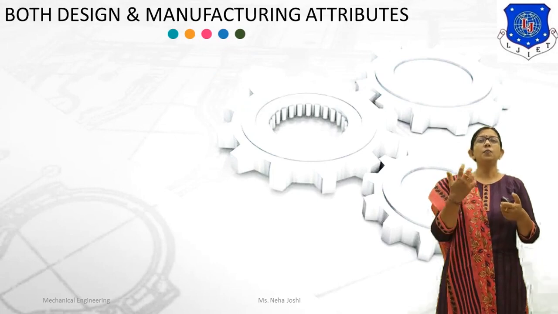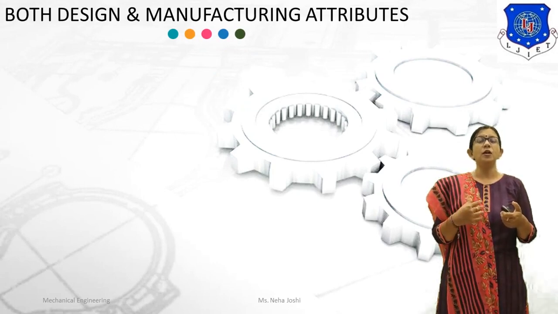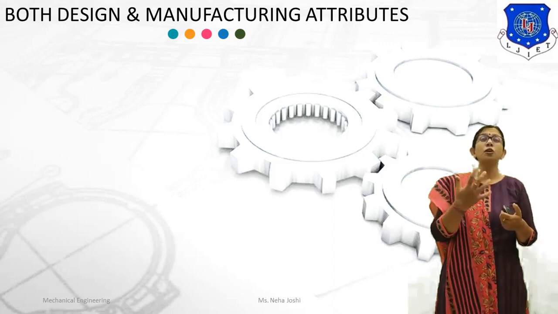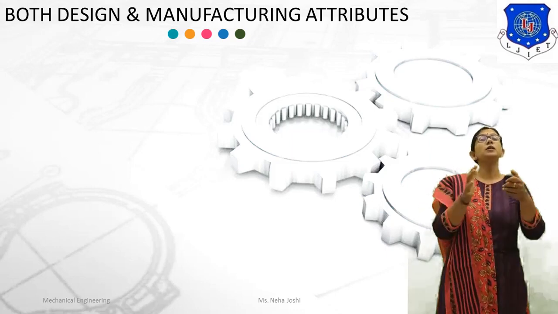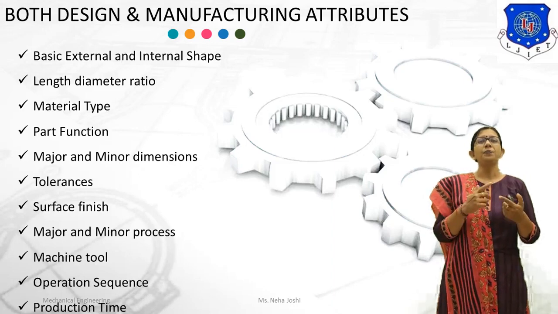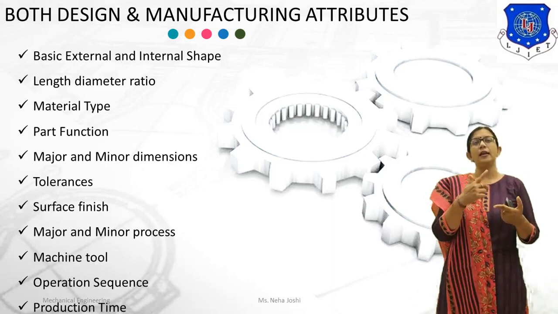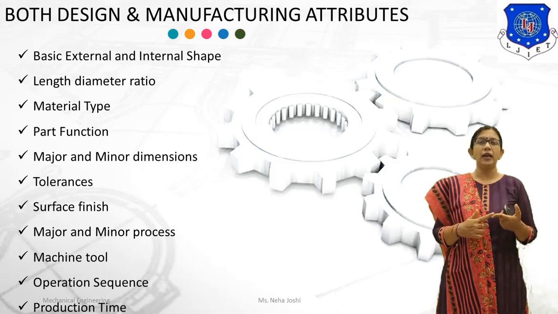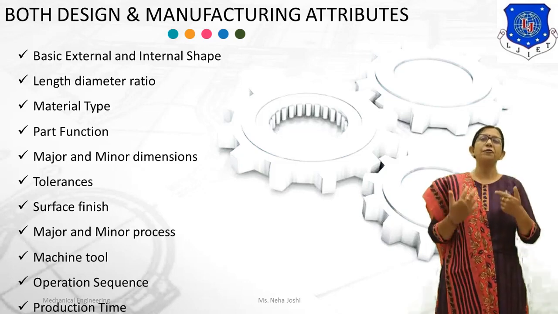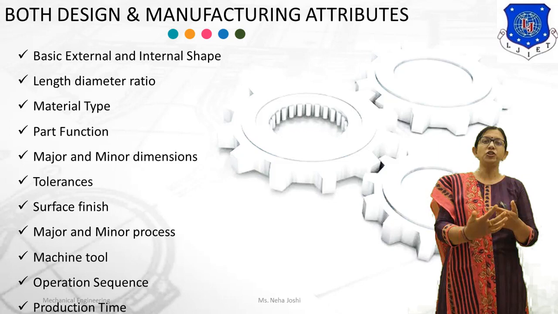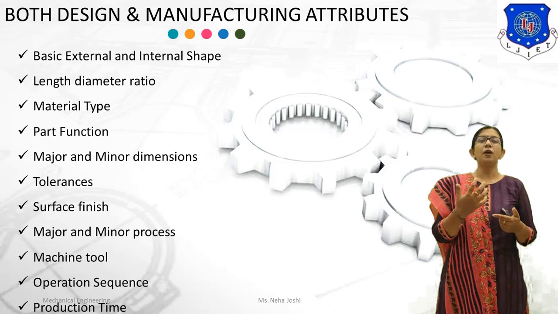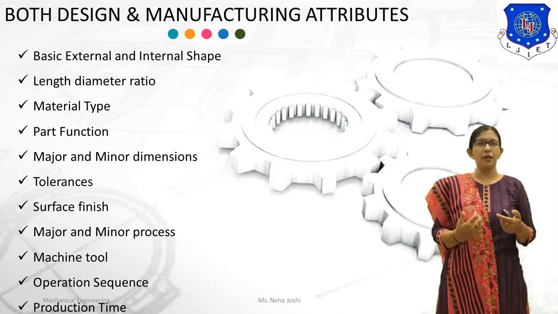And the last one is both design and manufacturing attributes. This category of system attempts to combine the attributes and advantages of the first two types of systems into a single system. The different attributes for part classification in this type are basic external and internal shape, length to diameter ratio, material type, part function, major and minor dimensions, tolerances, surface finish, major and minor process, machine tool, operation sequence, and production type. So this is what I wanted to say about the different ways to identify part families.